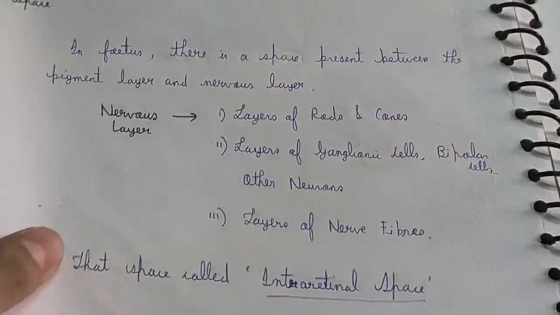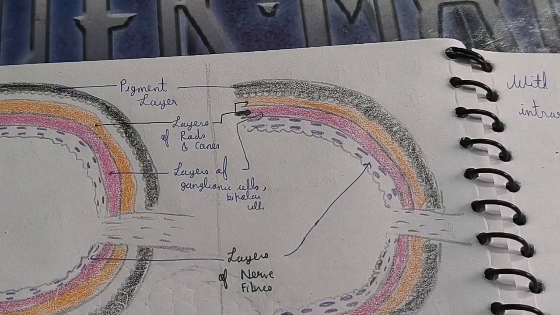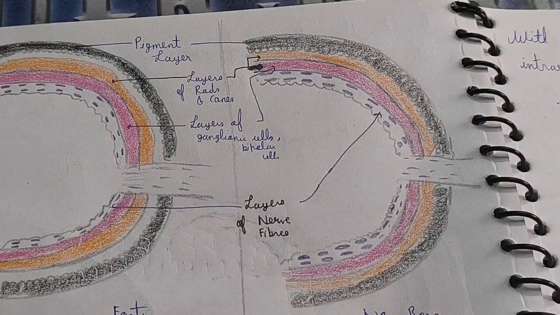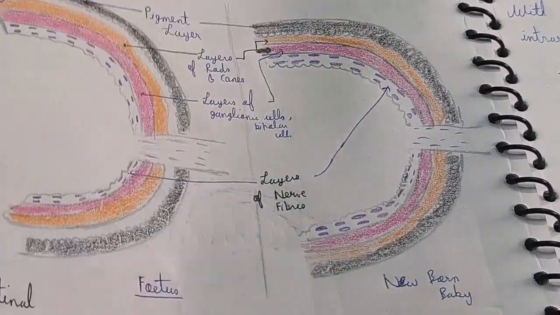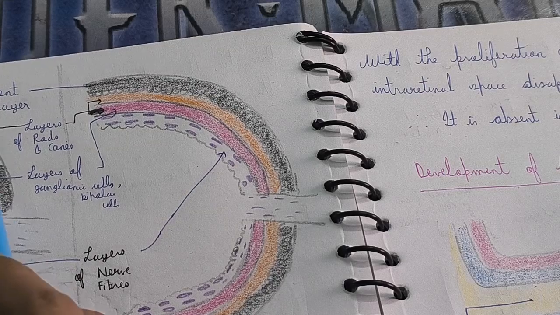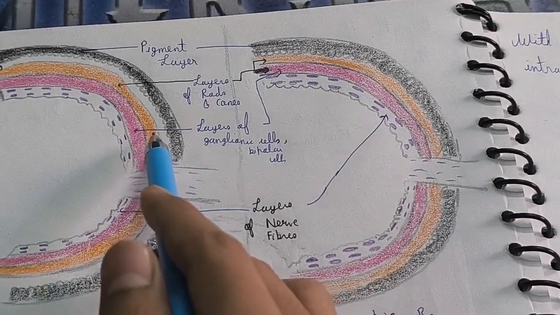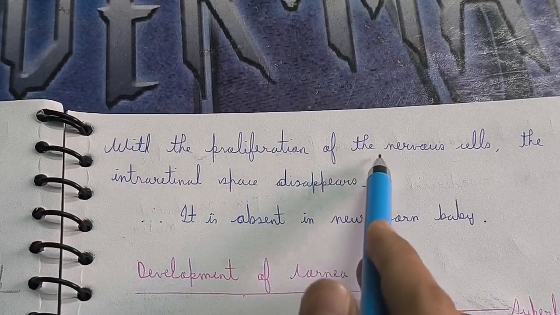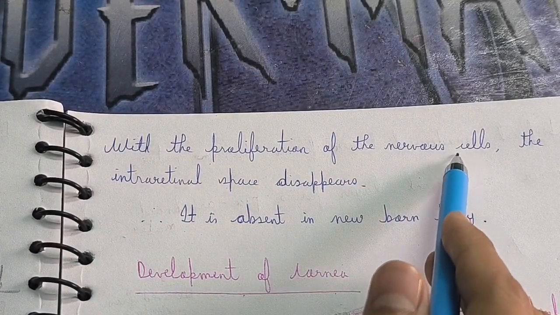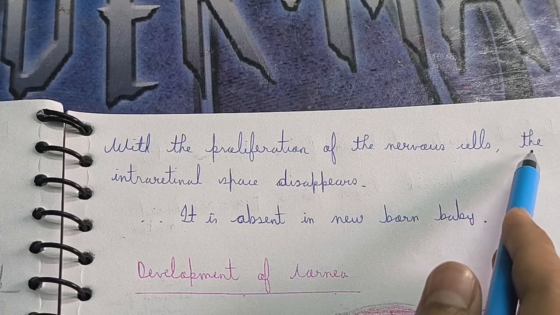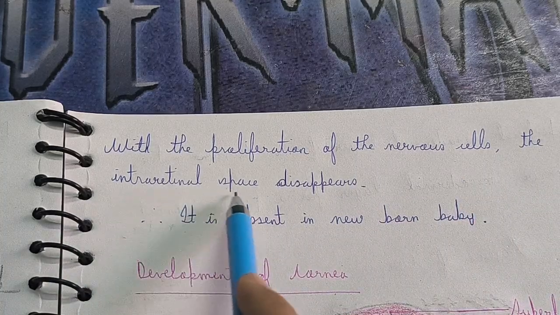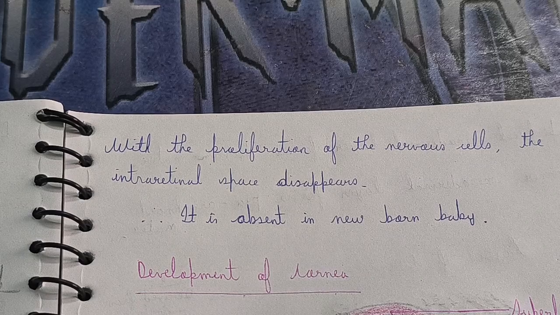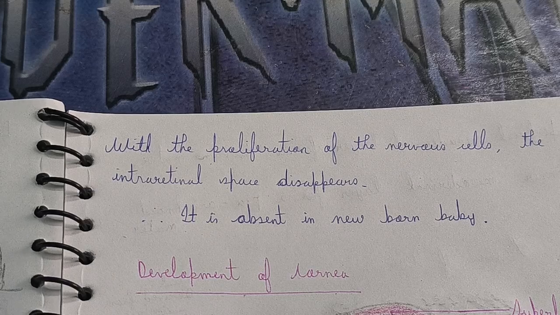Now the question arises: why does this intraretinal space disappear? Before birth, as it is not present in the newborn baby, the main reason is the proliferation of the neurons of this inner cell layer. Therefore I have written that with the proliferation of the nervous cells or neurons of the inner cell layer, the intraretinal space disappears, and therefore it is absent in the newborn baby. And now, what is the cause of the formation of this intraretinal space? I am going to tell you now.